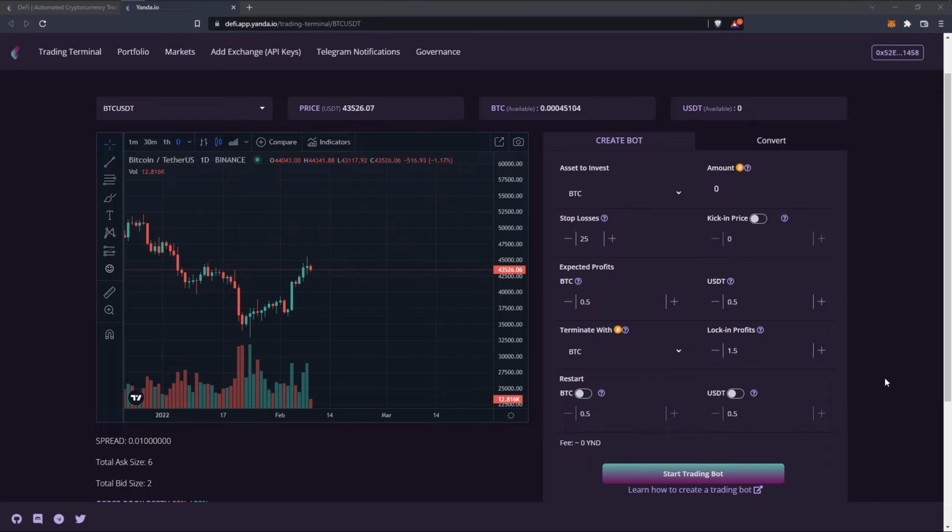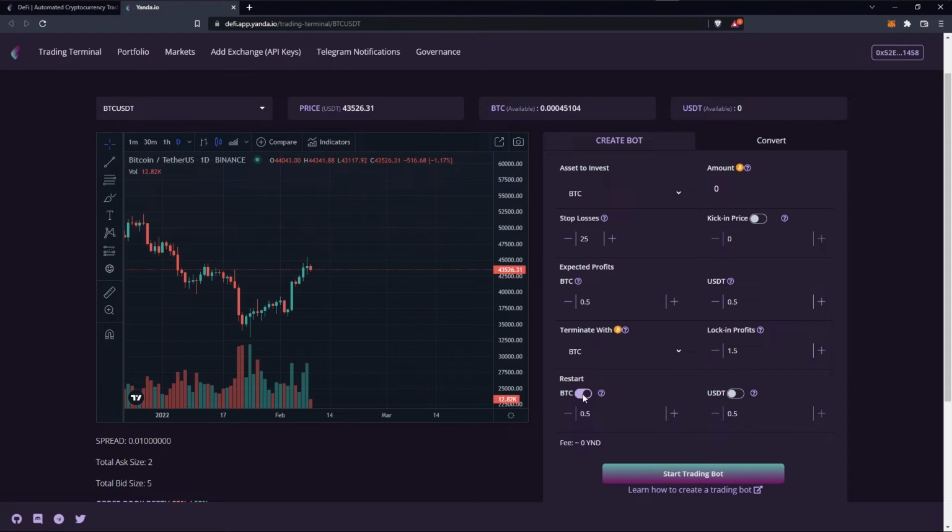The restart parameters let you restart your trading bot when the market keeps following a specific trend, which can be an uptrend or a downtrend. If you believe that the market will follow a downtrend, then you can consider enabling the restart with base, in this case BTC. On the contrary, you should consider the restart with quotes, in this case USDT.